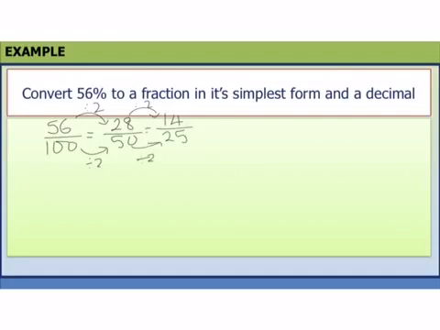To convert 56% into a decimal, I just need to divide 56 by 100 by moving the decimal place twice. So as a decimal, it's 0.56 because the decimal point has moved 2 spaces. Okay, so if you think about the decimal point moving, it's got to move 2 spaces because it's dividing by 100.